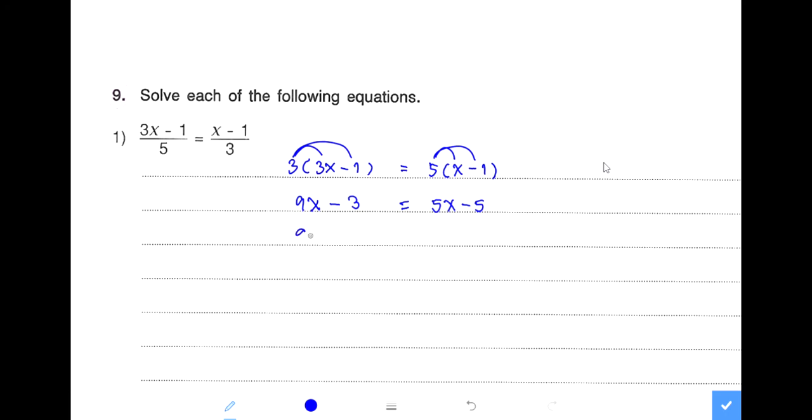Then move the numbers to the right and move all the x's to the left. Minus 5x and minus 5. This one becomes plus 3. 9x minus 5x is 4x. Negative 5 plus 3 is negative 2. So x is negative 2 divided by 4. Simplifying to the simplest fraction, x is negative 1 over 2.